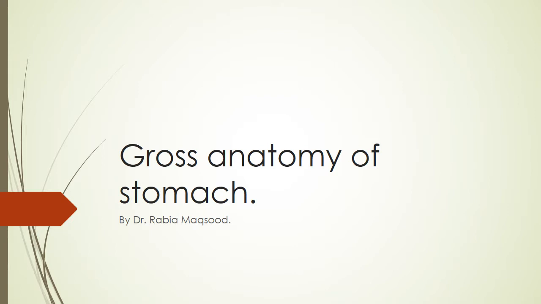We have completed the gross anatomy of anterolateral abdominal wall, and today we are starting the contents of abdominal cavity. We will start with the structures related to gastrointestinal system, and the esophagus, only 1 centimeter of esophagus is present in the abdominal cavity, and you have studied the esophagus in detail in first year. So we will start with gross anatomy of stomach today.